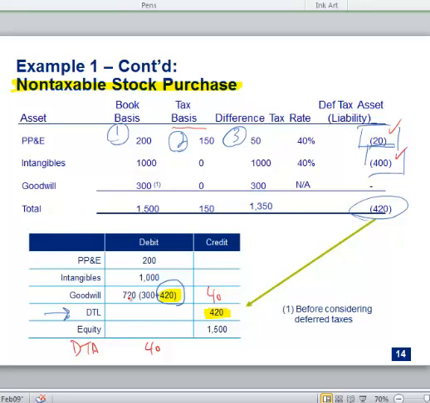Okay, so this can go both ways, right? I just want to make a very simple example out of an NOL that said, even though here I'm recording DTLs, with an NOL, I could record DTAs. And it's very common to have some of both, right? Some DTAs, some DTLs, very common.